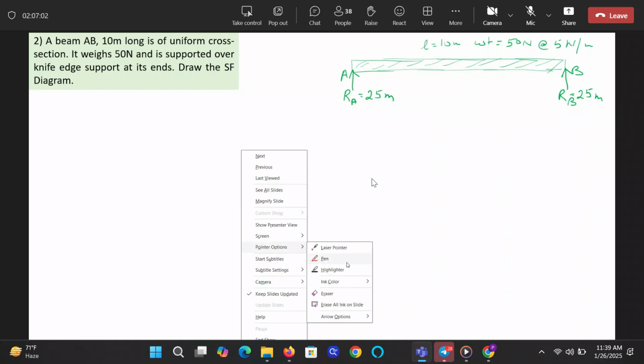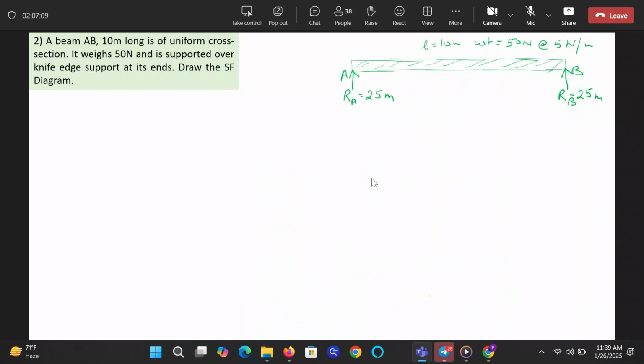For the purpose of moments, that means only for the purpose of moments. Otherwise, the weight is not concentrated at its center. So you see, I'm using a very light pencil. I can assume 50 newtons to be acting through this point, which is half the length from point A. Yes or no, guys? Am I right?